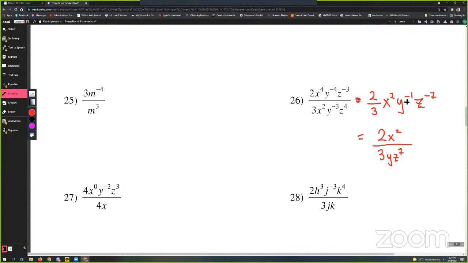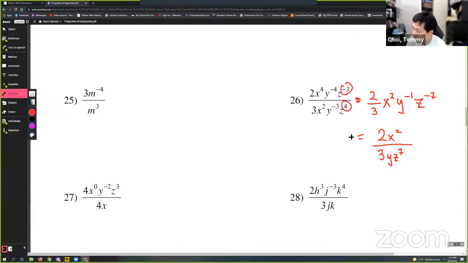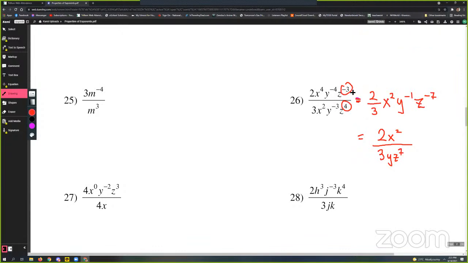You multiplied it, right, mister? Like to get the 7. Multiply what? Negative 1. No, I subtracted because it's division. Negative 3 minus 4 is negative 7. Okay. Division is subtraction, yeah.